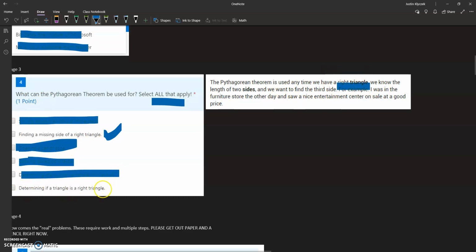Determining if a triangle is a right triangle. Yep. We can use it not only to find the missing side of a right triangle, but also to figure out if a triangle is a right triangle. So there are 2 answers for number 4. Make sure you pick the 2 correct ones. Again, your order probably is different than mine.